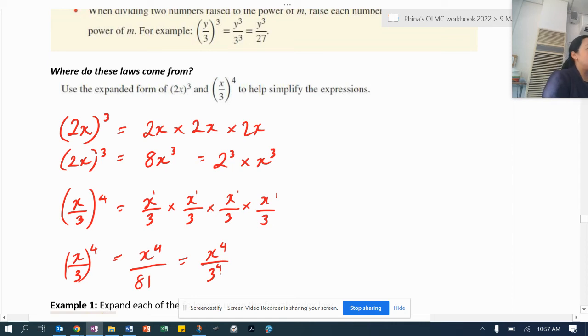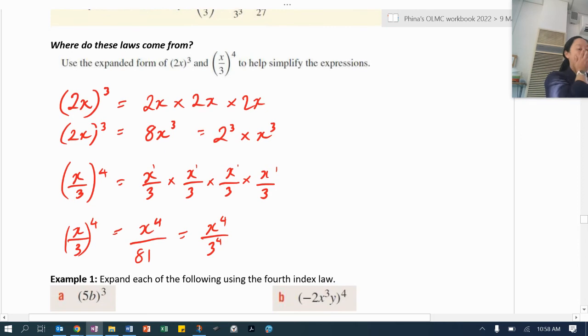So that's just showing where the fourth and fifth laws have come from. It's just a time saver. Instead of writing it all in expanded form and working it out, you can just apply that index to everything inside the brackets. I'll give you a moment to catch up writing that down. Your final answer would be x to the power of 4 over 81, or x to the power of 4 over 3 to the power of 4. Both are acceptable. If you're asked to evaluate, I'd take it to 81, but you could leave it as 3 to the power of 4 if you weren't asked.